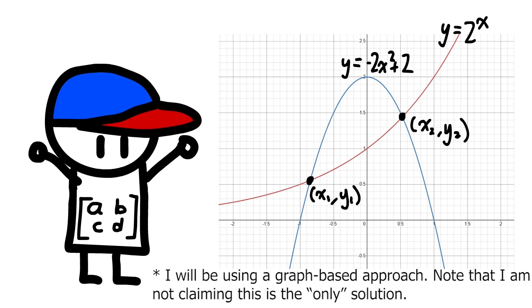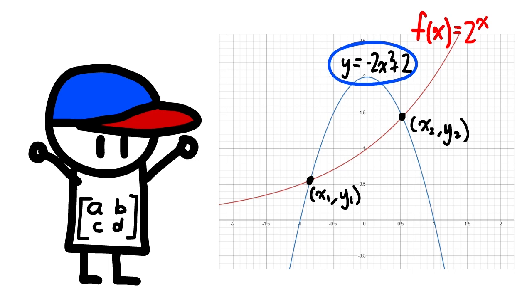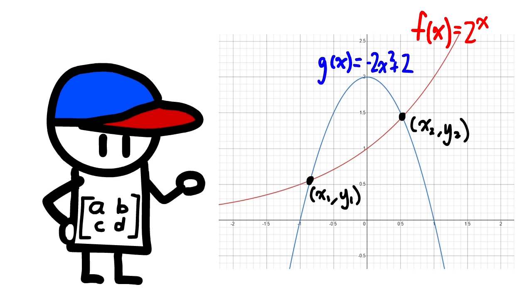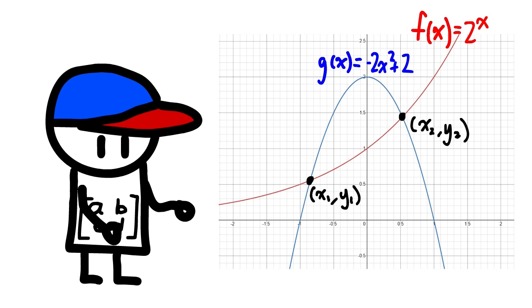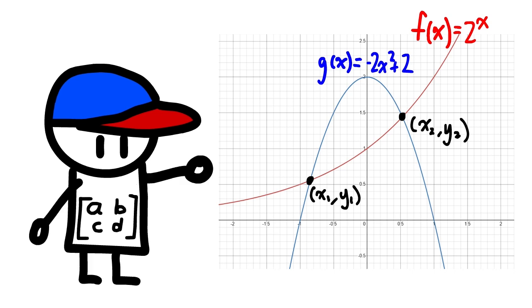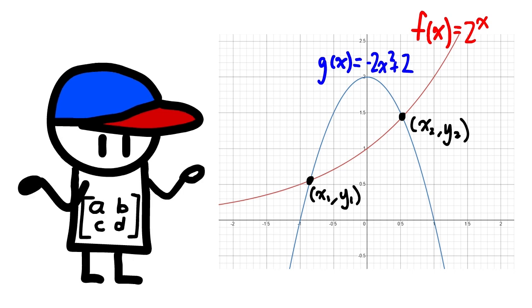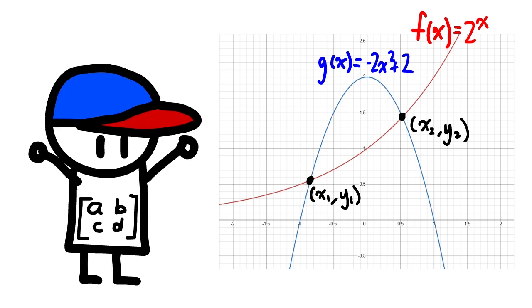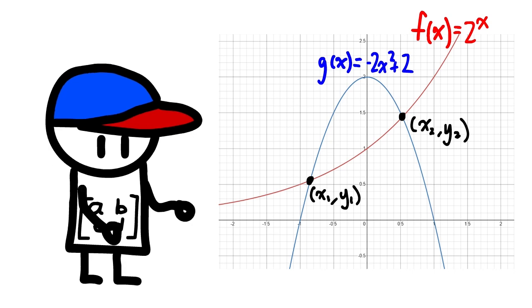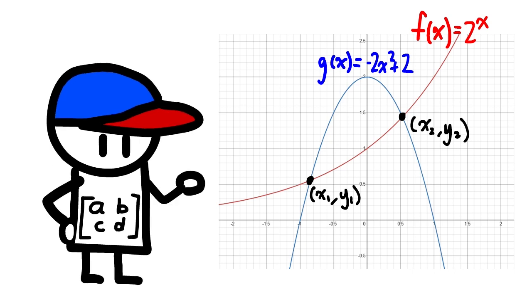Now here's the solution. Let's call y equals 2 to the x power our function f of x, and y equals negative 2x squared plus 2 our function g of x. So first, let's draw both graphs with their important intercepts. If you know the basic shapes of exponential and quadratic graphs, you can sketch this by hand. I would go over all the details, but that will make this walkthrough way too long, and that's not really the main point of this video, so maybe I'll save that for another time.